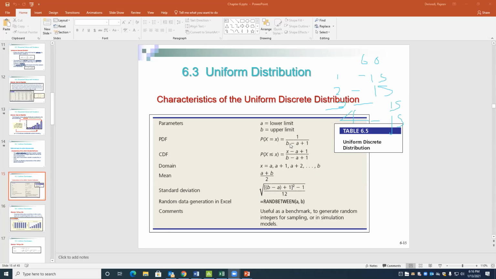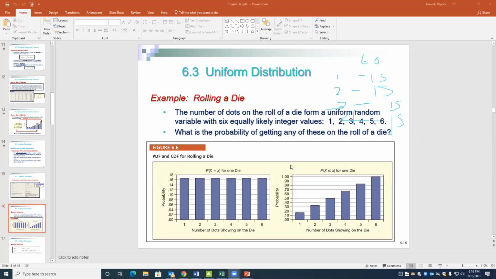In every distribution, we will have PDF, we will have CDF, we will have mean and standard deviation. We have to remember these 4 important things. We always get these 4 numbers or 4 options in order to solve any problem.